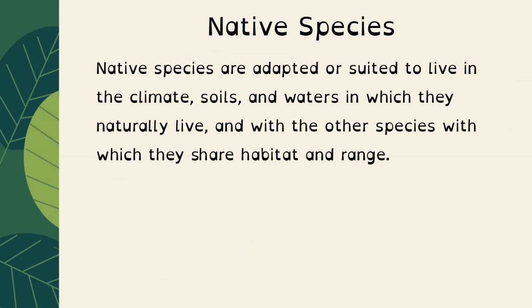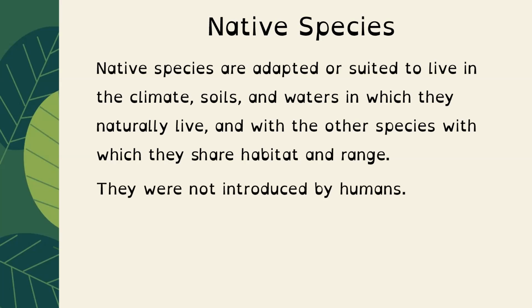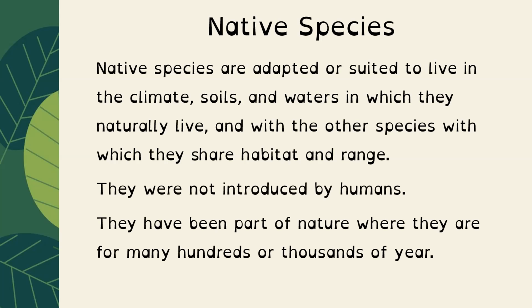Native species are adapted or suited to live in the climate, soils, and waters in which they naturally live, and with the other species with which they share habitat and range. So native species thrive and don't hurt the environment that they're in, and they work cooperatively with the other species in that area. They are not introduced by humans. They happen naturally. They've been part of nature where they are for many hundreds or thousands of years.